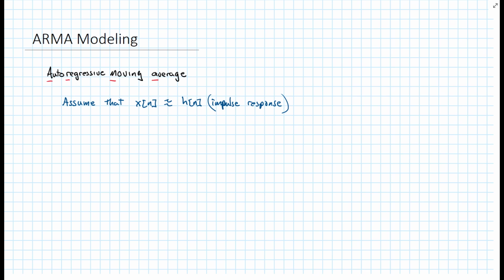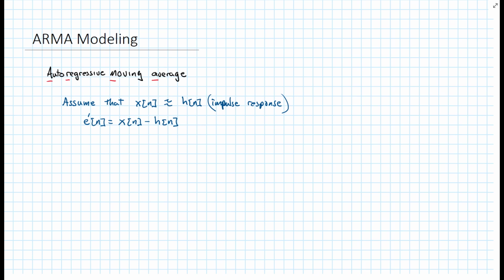Now we want x of n from our model to be as close as possible to h of n. So whenever we're trying to get something close, let's define our metric. And in this case, I'm going to call this E prime, and you'll see why in just a minute, is equal to x of n minus h of n.